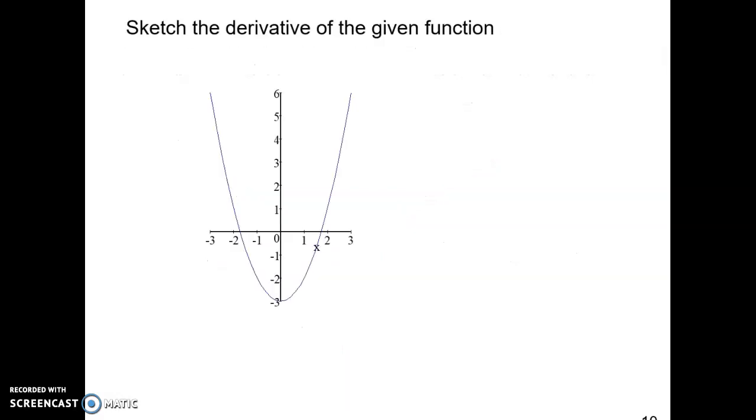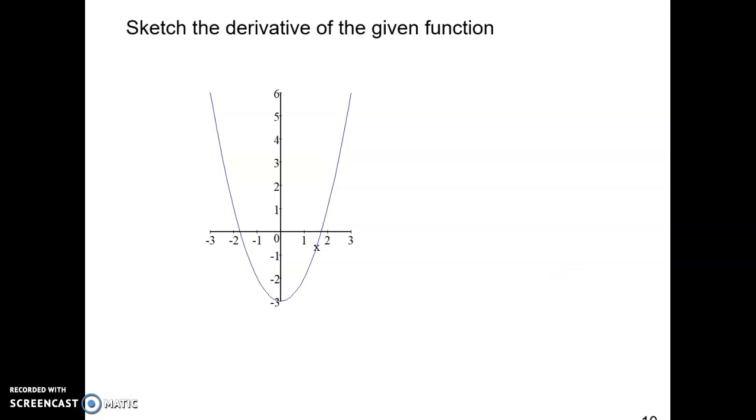Here's another one where I'd like you to think about. This is a parabola. This is a quadratic function. Actually, we could come up with the formula of this. This looks like x squared that's been moved down 3. But I want to start with sketching the derivative. What would the sketch of the derivative look like?